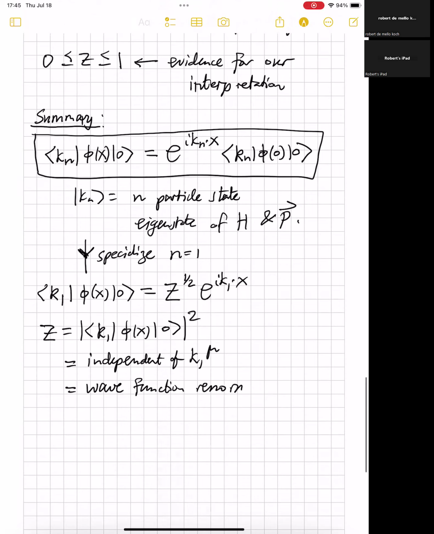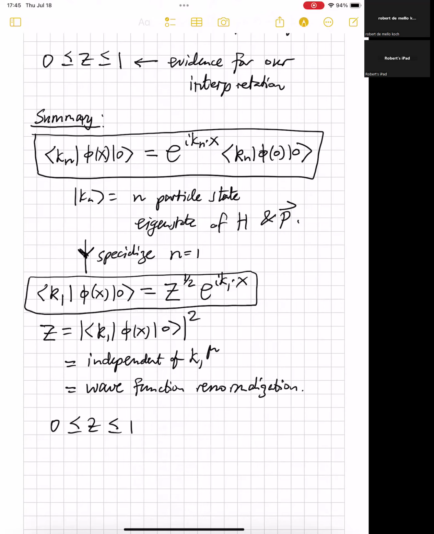And what did we say? This tells us the probability with which φ(0) creates a single particle state. And because of that, we said we expect Z to lie between 0 and 1. So I really want you to be very familiar with everything that we've put here in the summary, with what the wave function renormalization Z is, and because of that interpretation, why we expect it to lie between 0 and 1. Good. We'll continue in a moment.